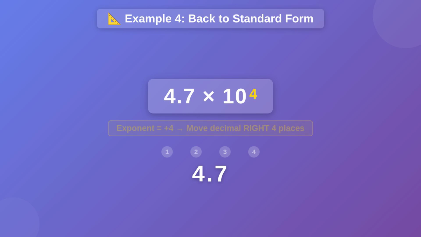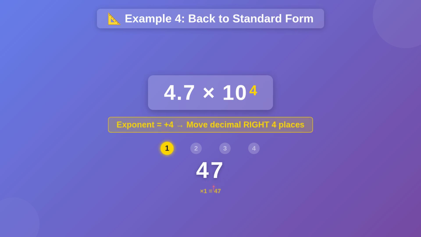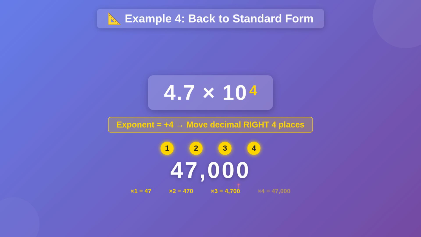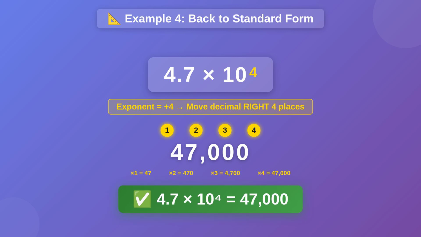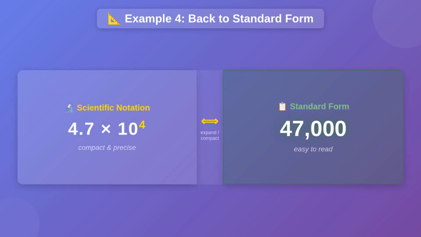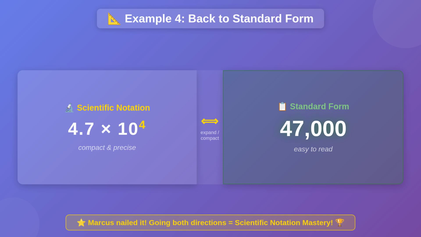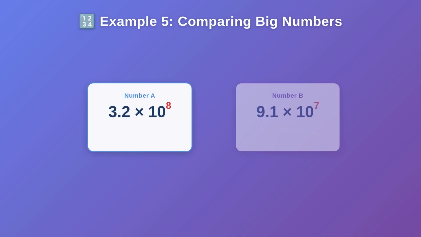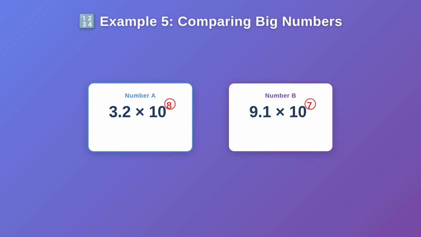Science is so cool. Now let's go the other direction, from scientific notation back to standard form. Say you see 4.7 times 10 to the 4th. How do you expand that? Your exponent is +4, so move the decimal point 4 places to the right. Starting at 4.7, move the decimal right once, 47, twice, 470, 3 times, 4,700, 4 times, 47,000. So 4.7 times 10 to the 4th equals 47,000. Marcus just tried this on his own and nailed it. Going both directions, that's true scientific notation mastery.